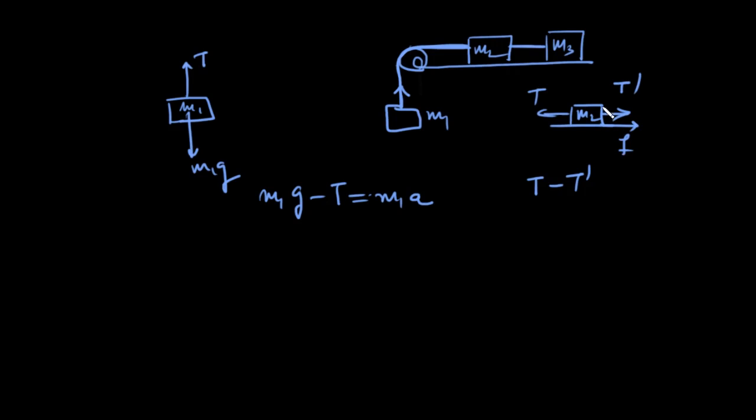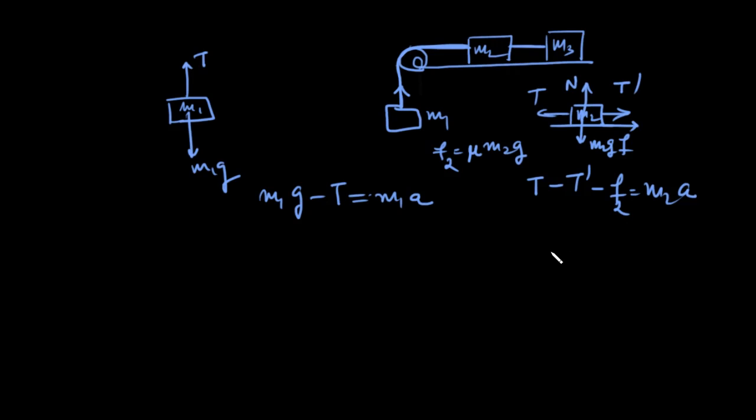So F. And F is equal to mu into normal. Normal would be equal to m2g. So these are the forces on m2. So T minus T dash minus F equal to m2a. A is the same as I have done earlier. F would be equal to mu times N. N is m2g. This is F2, the friction force on block 2.